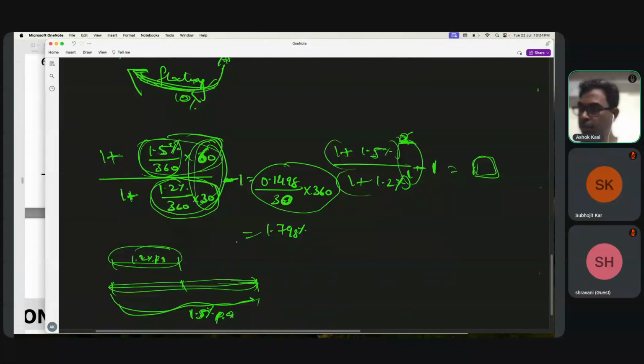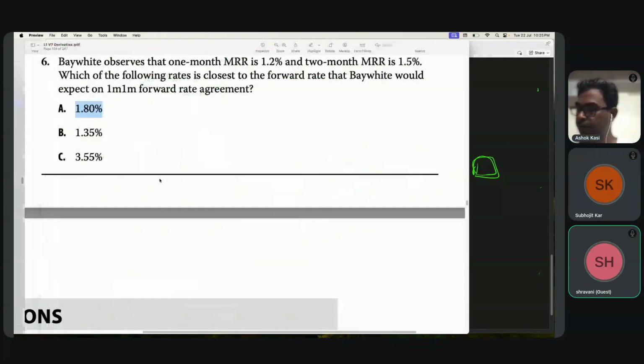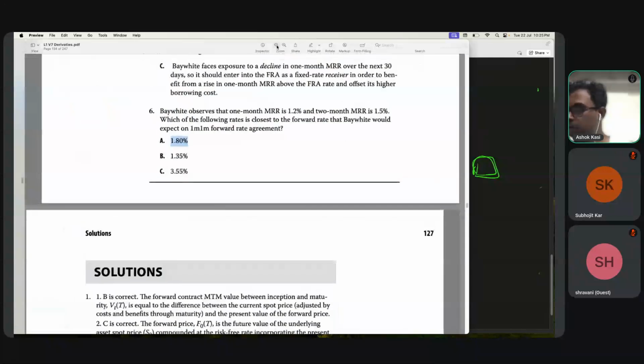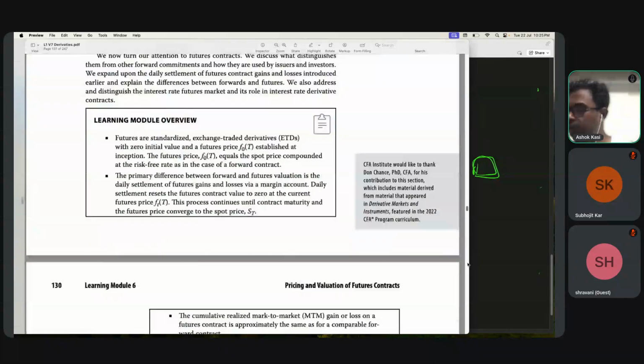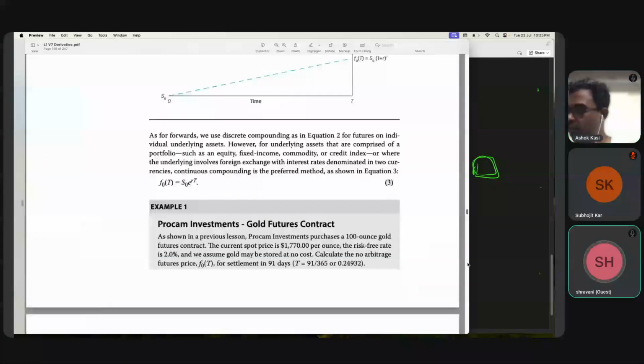Is it okay? Yes, sir. Okay, what is the next one? Next module. What is the page number? 146.